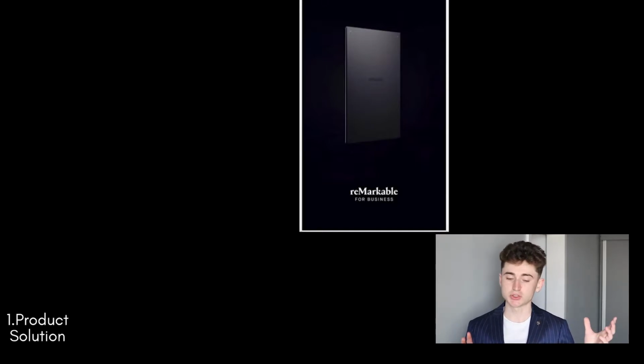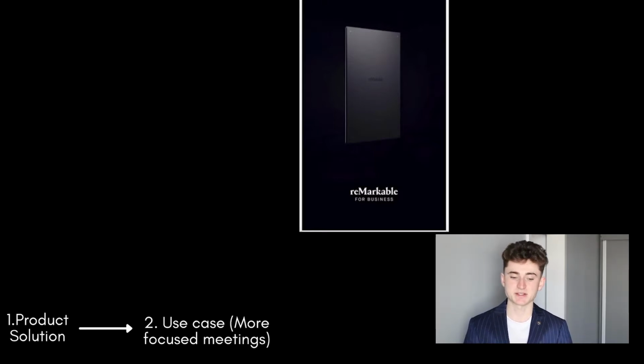Again, like I said, you don't need to have that type of order, like problem, product solution, use case, USP, and call to action. No, you could play around. So they start with a product solution. The second thing is the use case. So they say this product is used for more focused meetings.